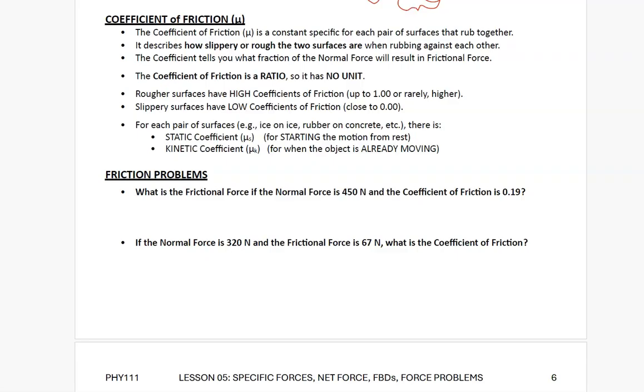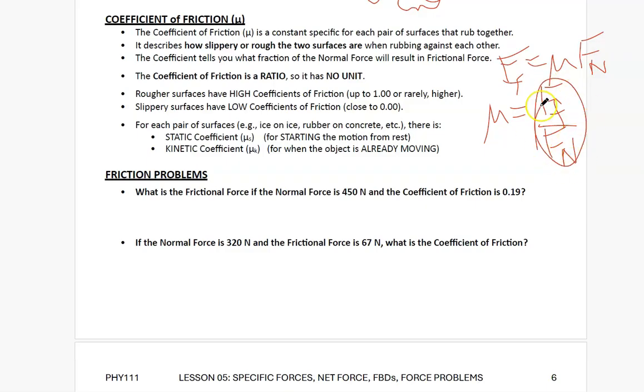All right. Now, the coefficient is a ratio. How do I know it's a ratio? Because look at the formula I gave you. The friction force equals the coefficient times the normal force. Well, if I rearrange this, the coefficient is equal to the frictional force over the normal force. It's the ratio of those two. They are both in newtons, and newtons divided by newtons cancel out. So the coefficients of friction have no units. It's one of the few things you're going to see this semester that doesn't have a unit at all.